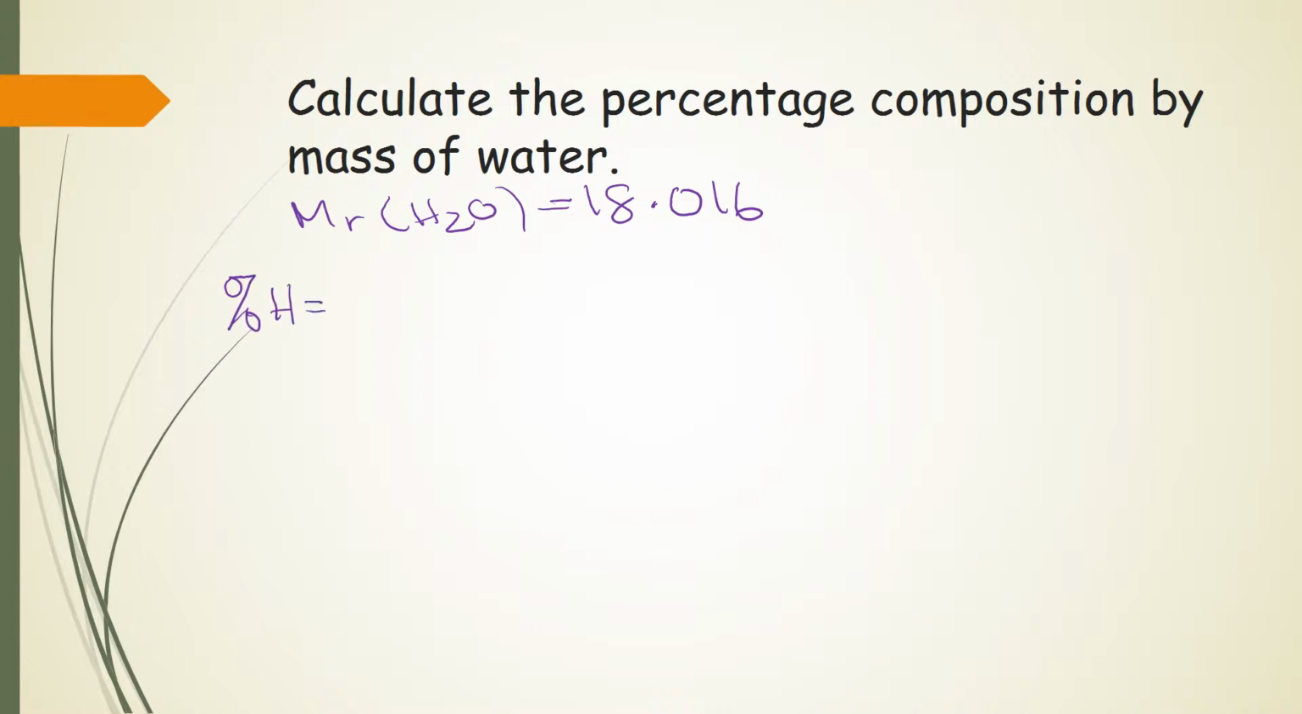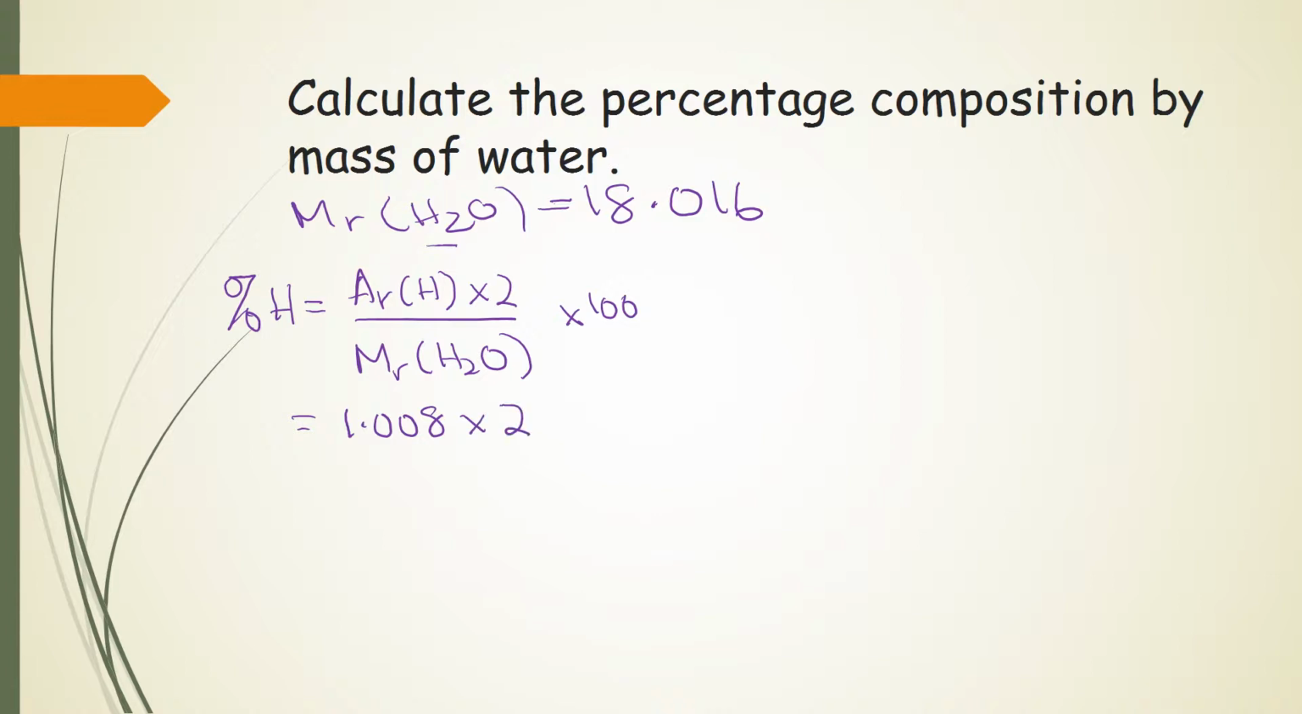Now, let's find the percentage of hydrogen. Now, to find the percentage of hydrogen, we can see in this formula there are 2 hydrogens. So we're going to use the relative atomic mass of hydrogen times 2 over the whole, which is the relative formula mass of water, times 100. So we go to our periodic table and find that hydrogen is 1.008 times 2 divided by our 18.016 times 100, and it comes out to 11.19%.